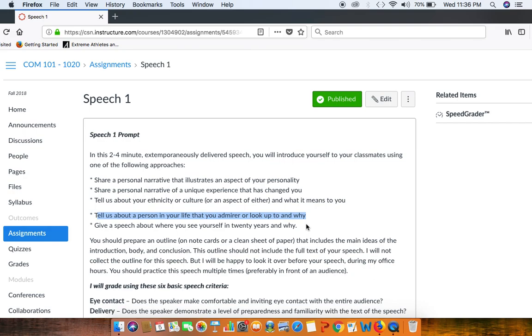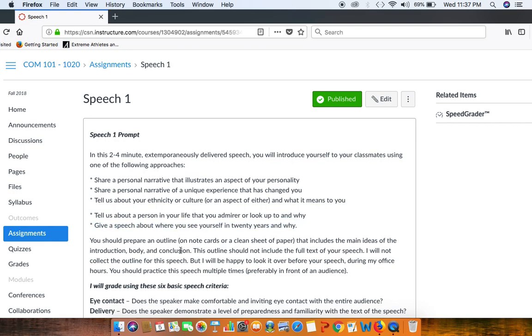Also a good choice. And then the 5th option is you can give a speech about where you see yourself in 20 years and why. Also fun. I think they're all great, whichever one you choose. But make sure that you pick one of these prompts, not 2. Yes, I've definitely had some fun with this last one here. People get into it. They talk about their life and their career and really where they see themselves.